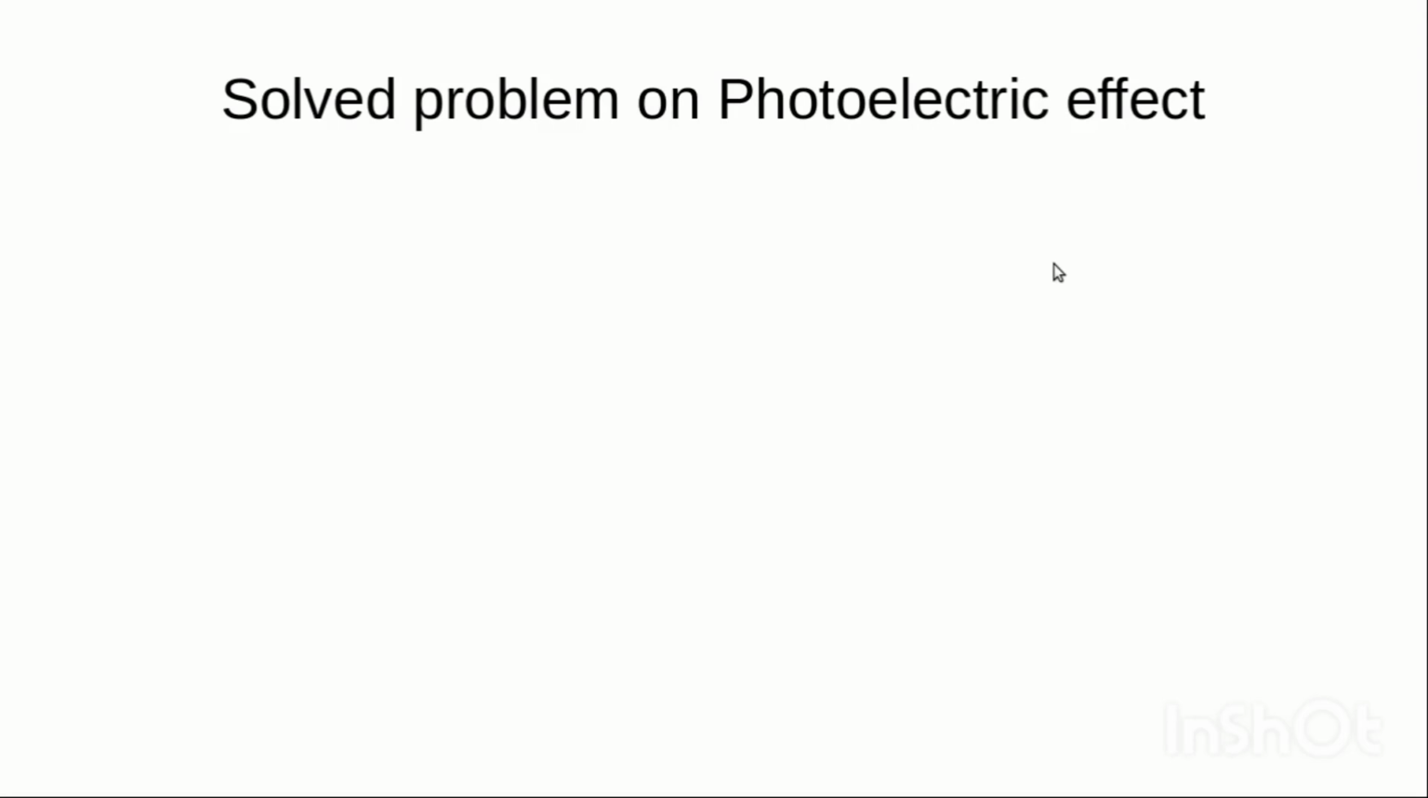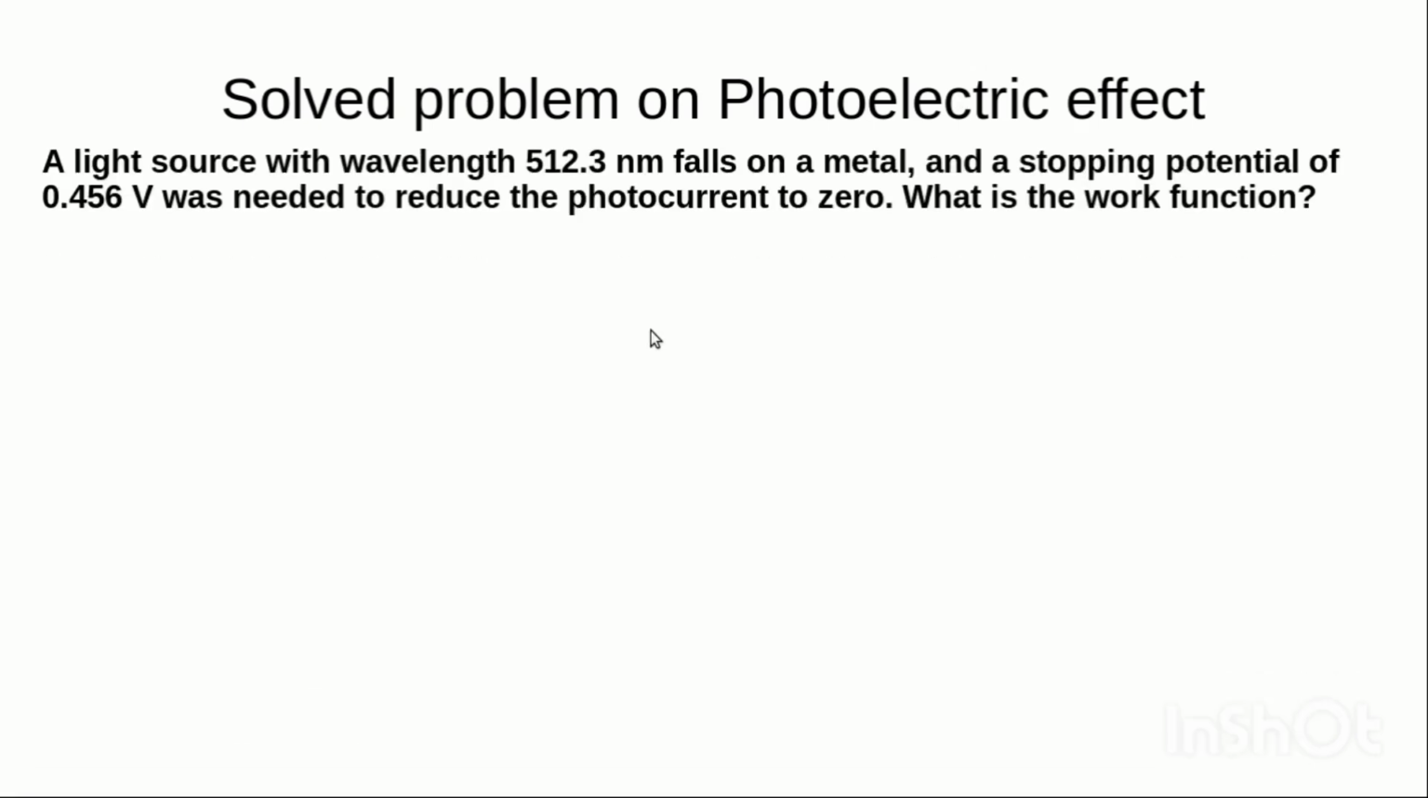In this video, we are going to be solving problems under photoelectric effect. One of the problems we want to solve is given in the form of this statement. We have a light source with wavelength 512.3 nanometers that falls on a metal, and a stopping potential of 0.456 volts was needed to reduce the photocurrent to zero. What is the work function?